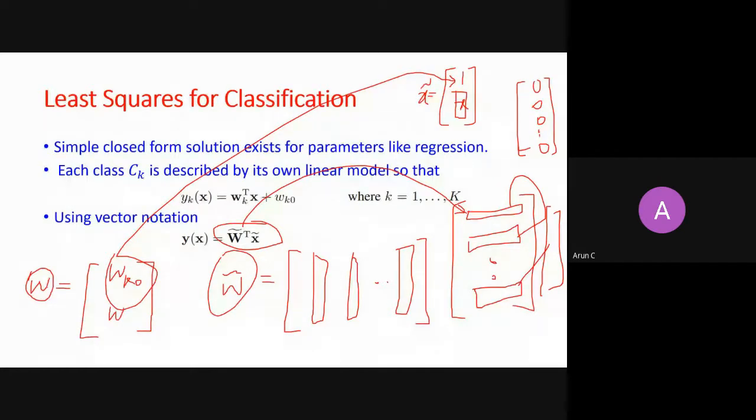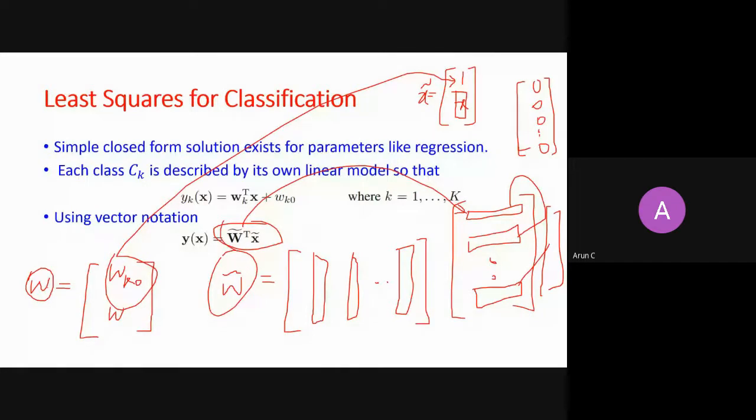Kshitij, Michael, what do we want to learn? So the minimal value of W for the hyperplane, I guess. Okay, so there are many things that you have said in a fuzzy way. We want to learn this W matrix, right?